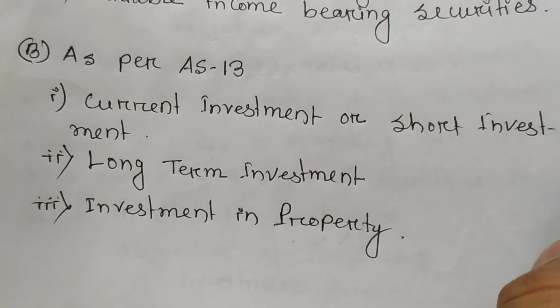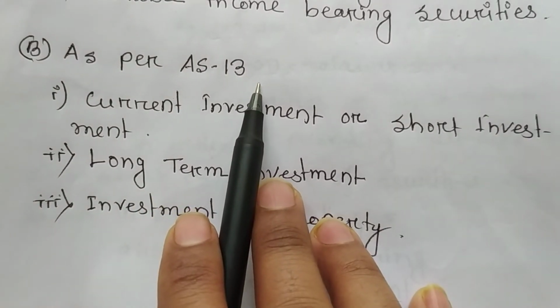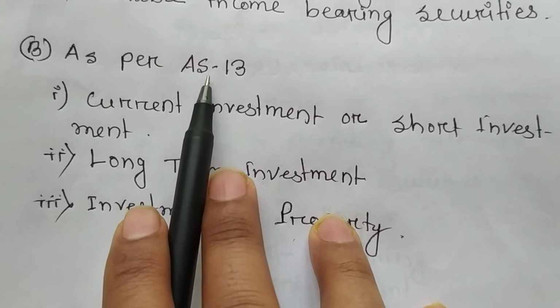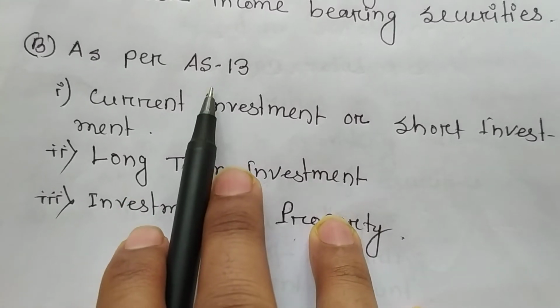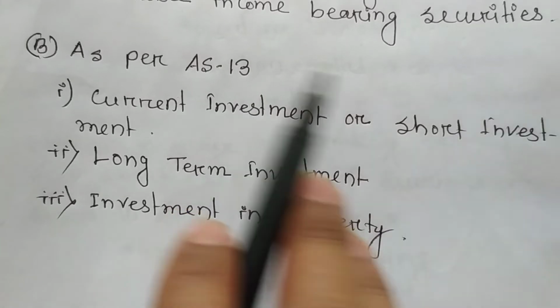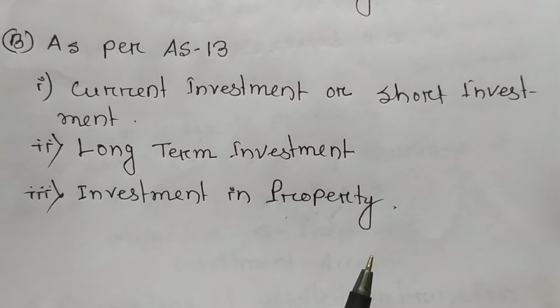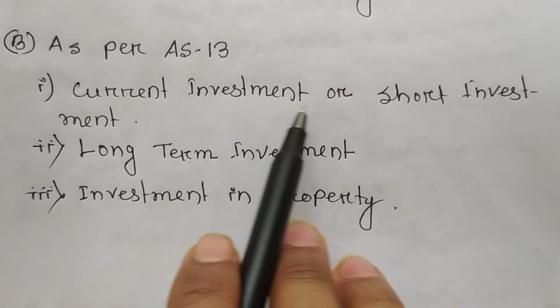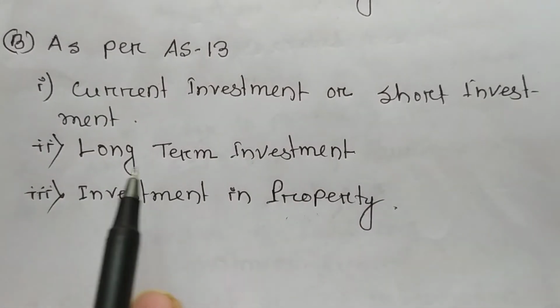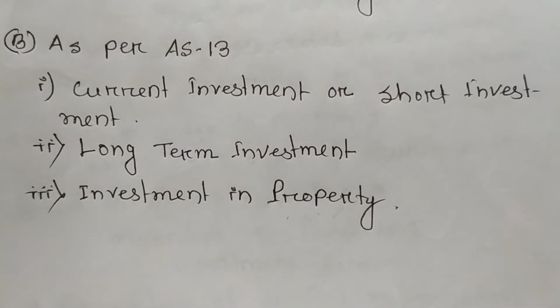Next, look to the second part. As per the Indian accounting standard 13, which deals with the investment account, the investment can be categorized into 3 parts. The first one, current investment or short-term investment. Second one, long-term investment. Third one, investment in property.